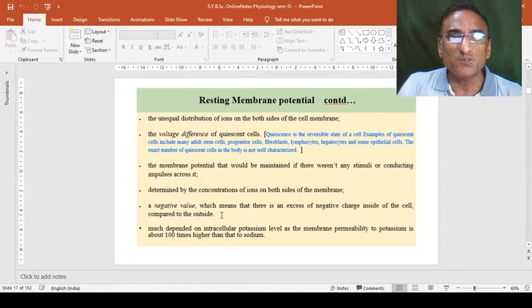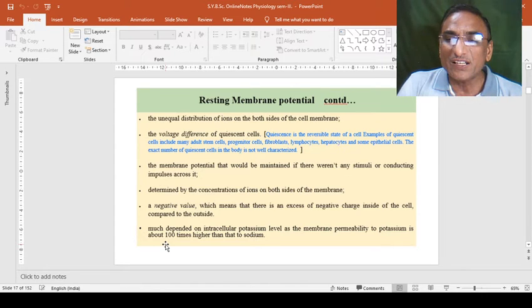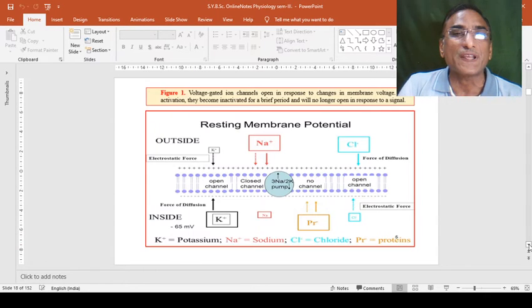A negative value means that there is an excess of negative charges inside the cell compared to the outside. Then much depends on intracellular potassium. The intracellular potassium level is very important, and this level is maintained by the membrane permeability to potassium ions, which is generally about 100 times higher than that for sodium. Therefore, potassium plays a very important role in maintaining the resting membrane potential.